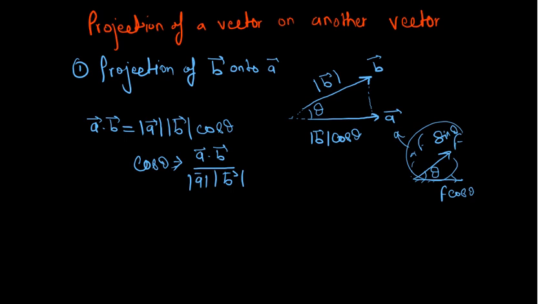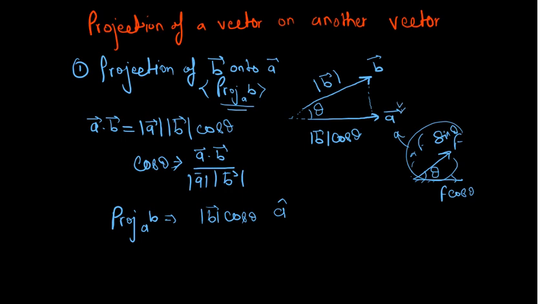Now we have to calculate the projection of b onto a. Okay, so projection of b onto a is written like this. Keep in mind, this is the meaning of projection of b onto a. So if we want to write mod b cos theta, but what is the direction? Direction is a cap, correct? Because we have to calculate in the direction of a vector. So we can write mod b cos theta and a cap.